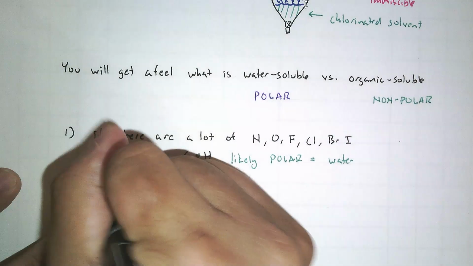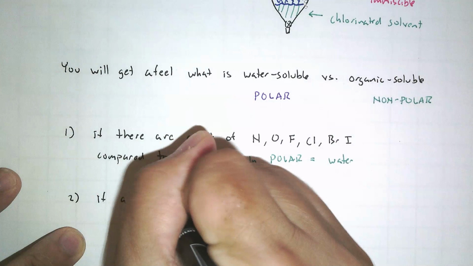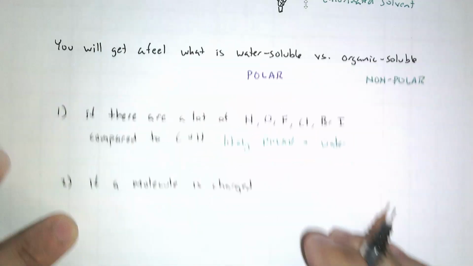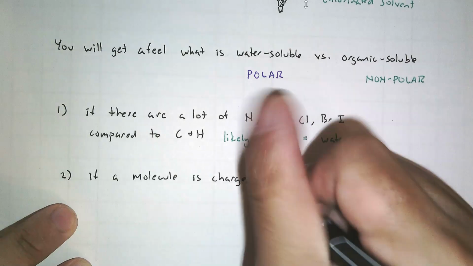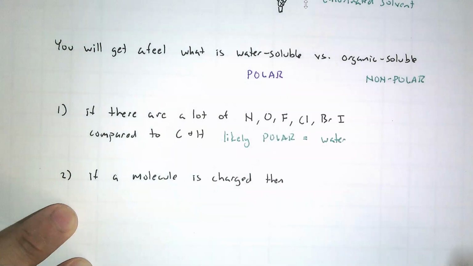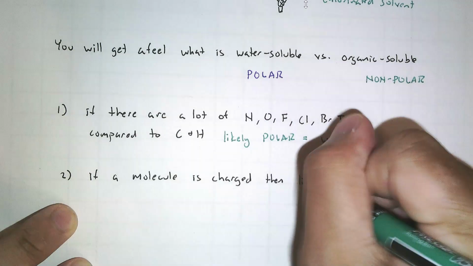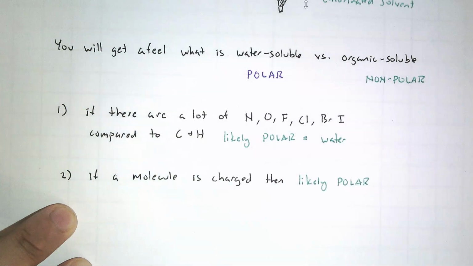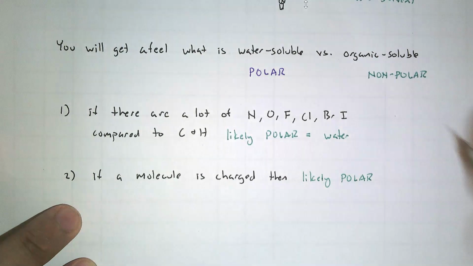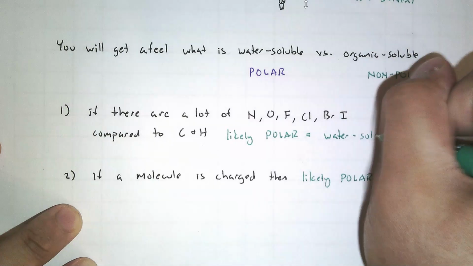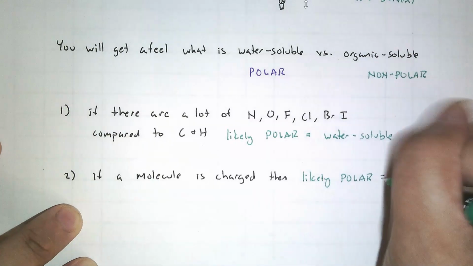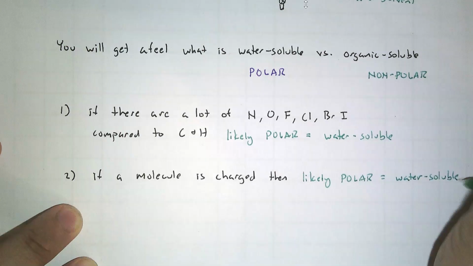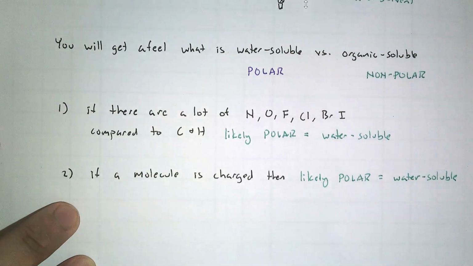Number two, if a molecule is charged, has a plus charge or a minus charge or multiple charges, then it's likely, again, polar, the whole molecule itself, not just a certain section. And oops, we should say water soluble here. And then if it's polar, for the most part, we're going to say it's water soluble. Now again, there are exceptions.